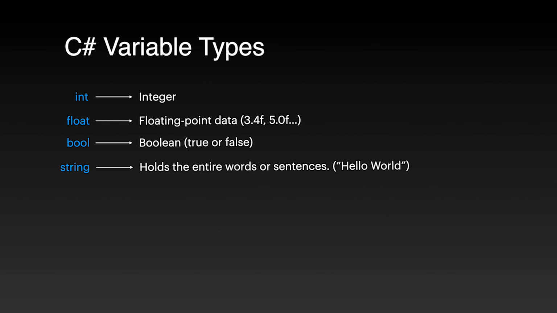For example, is the light on? If you put bool in front of that variable, it means that variable has true or false content inside. And string holds entire words or sentences, as long as you have the quotation marks. So that's string.